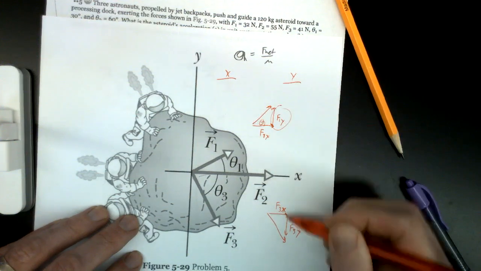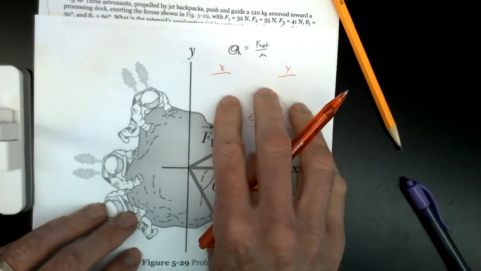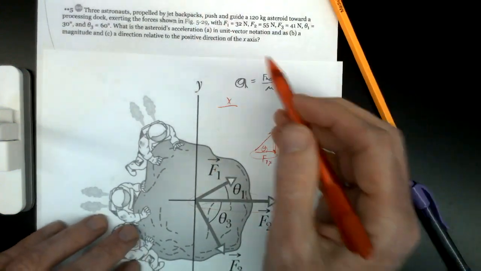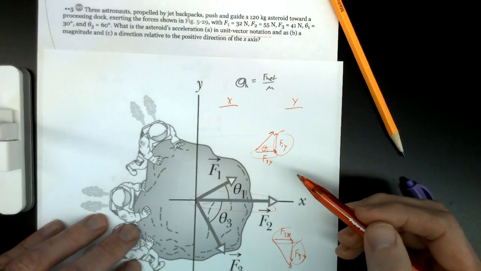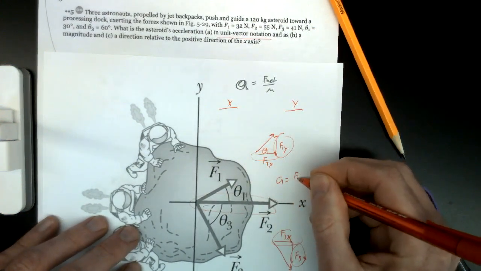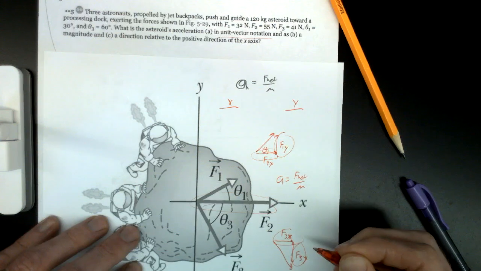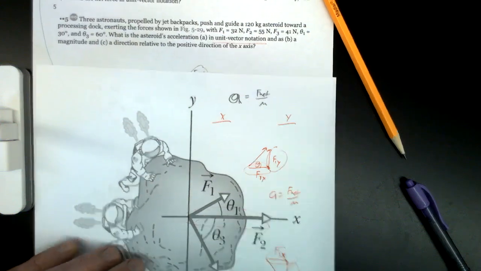So I have to add up this y, and then this x, and this x, and keep them all separated. And then it's nice that it's saying you figure it out in unit vector notation. So you're going to get the overall net force, and then the acceleration is going to be the net force divided by the mass. So you can find the acceleration in unit vector notation, and once you have that, you can figure it out in the magnitude and the angle.